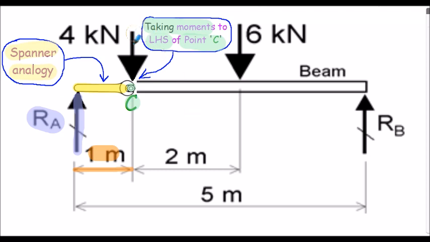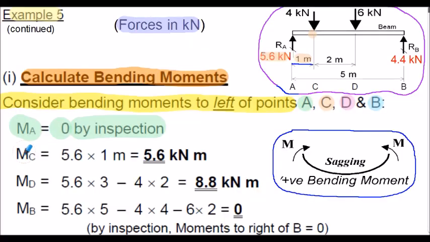Notice the 4 kilonewton force does not generate a bending moment at point C because the line of action of the 4 kilonewton force passes directly through the nuts. So by definition, the 4 kilonewton force cannot generate a moment about C. So the bending moment to the left of C, MC, is 5.6 kilonewtons multiplied by the 1 meter. That's a moment of 5.6 kilonewton meters.